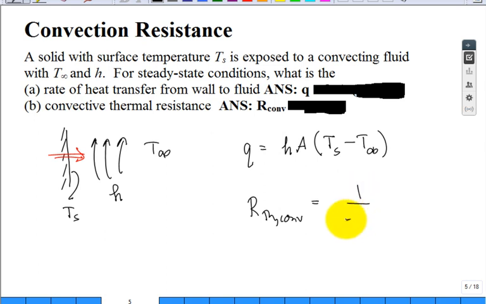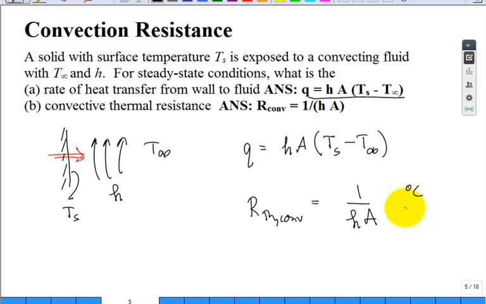1 over HA. So from our law of cooling, you can get a convective thermal resistance, 1 over HA. Will it have the same units? What were those units again? Kelvin per watt? Kelvin temperature change per watt of heat flow? Yeah. Sometimes it'll be like degrees C per watt.